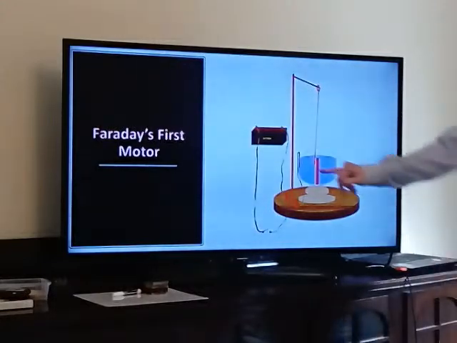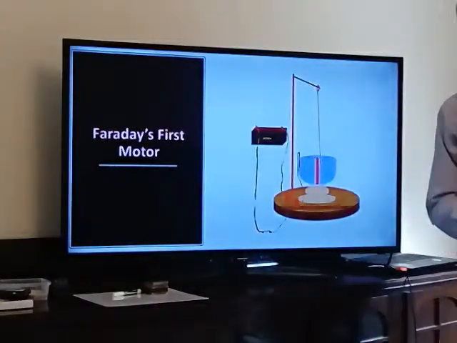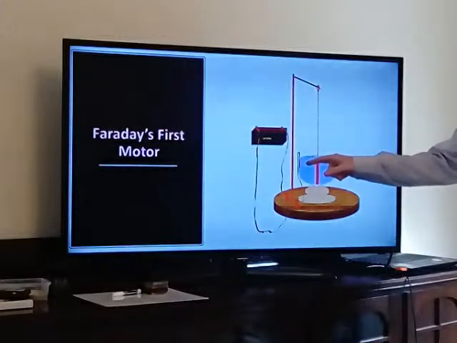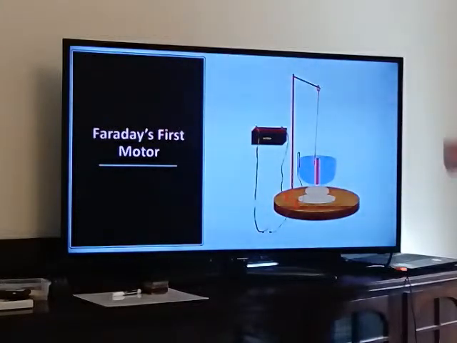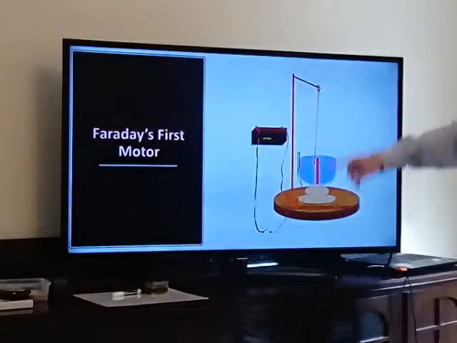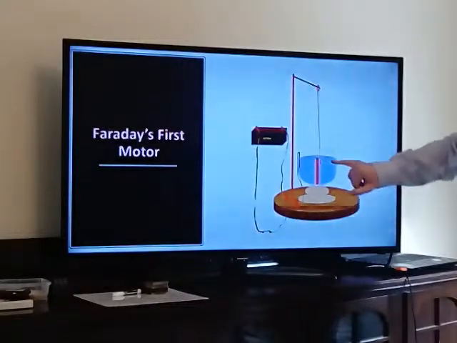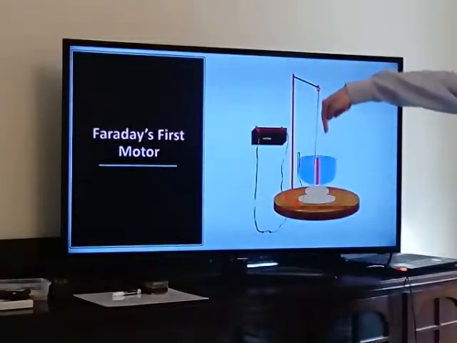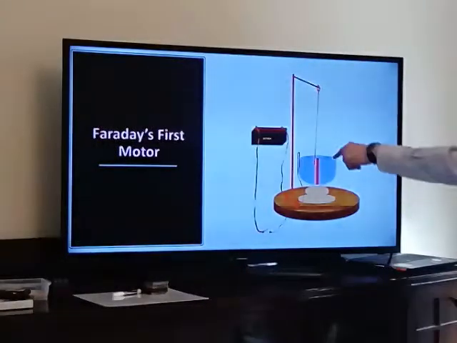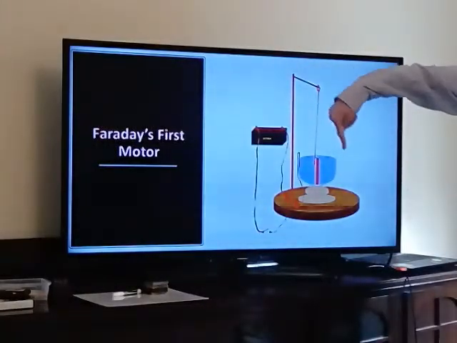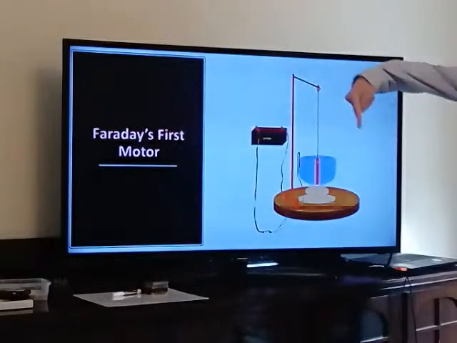Now, mercury is the only metal that's liquid at room temperature. So this mercury can conduct electricity. So we did have a complete circuit. But what he was able to demonstrate to the world was rotary motion. If you see on the GIF, which is turning on and off, when this switch goes, it's going to move. This needle, this rod, rotated around the magnet. It spun around like that.